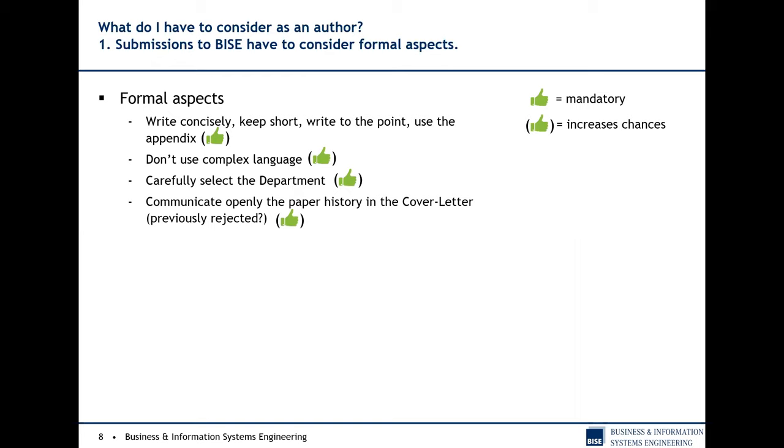We have a couple of things that we also want to mention, and we want to distinguish between elements that should really be taken care of, are in that sense mandatory when you are submitting and preparing your manuscript, and things that from our experience will help a manuscript to become more successful with regards to acceptance. There are formal aspects, so we encourage everybody to write concisely and keep the text as short as possible. Don't use overly complex language. Also take a good look at the match between the manuscript itself and the department that you're going to submit to. And we also encourage you to be very open with respect to the history of a manuscript. So if it has been rejected before, if it has been submitted elsewhere before, this information will actually help us to improve the assignment of reviewers and also the evaluation of the manuscript.